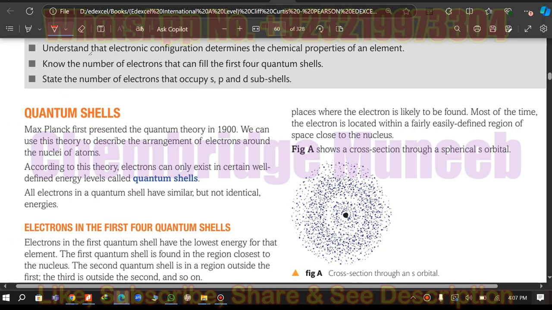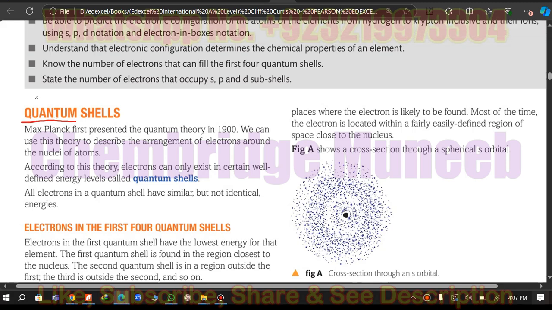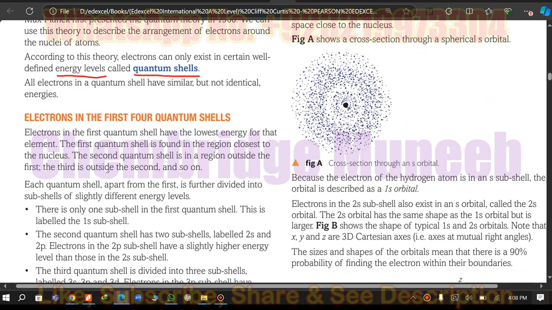So quantum shell, as the name indicates, these are the shells which have some specified energy associated with them. Quantum comes from the word quanta, and quanta means packets of energy. So quantum shells means the shells having their specified energies or defined energy levels. So we can call shells energy levels or quantum shells. Clear?